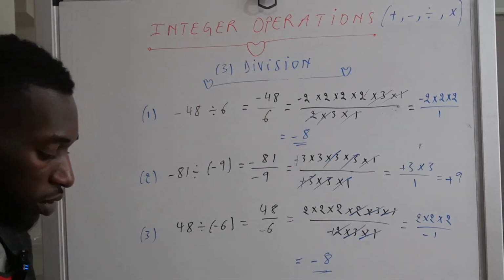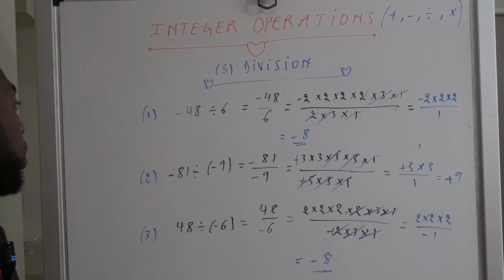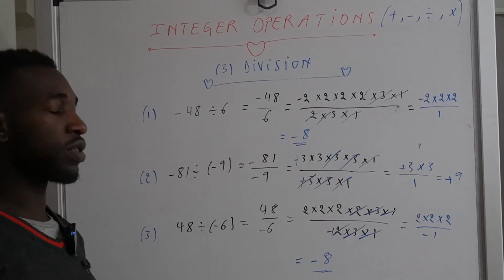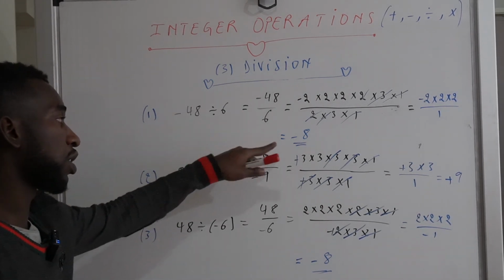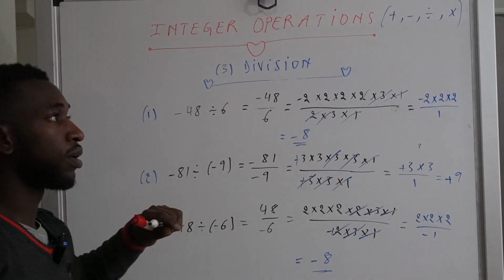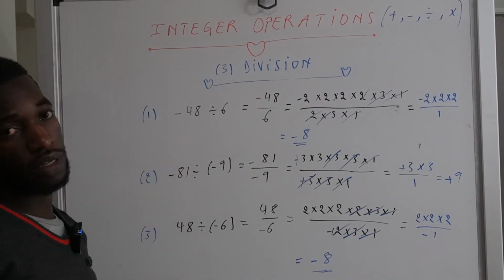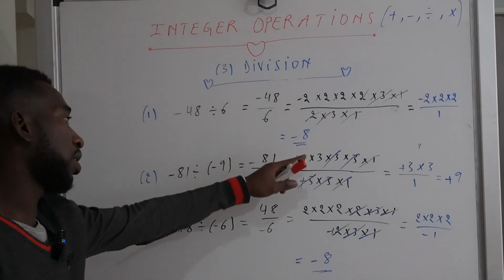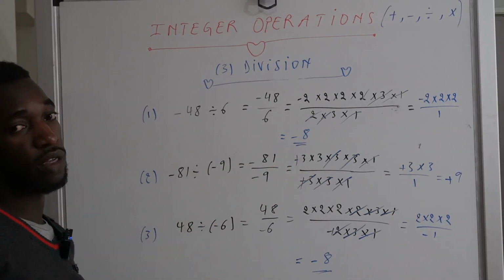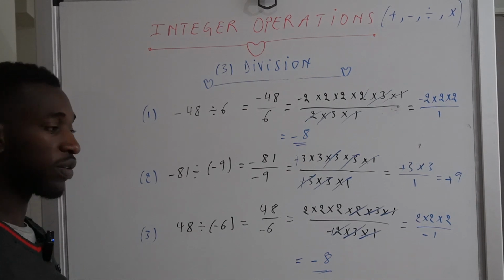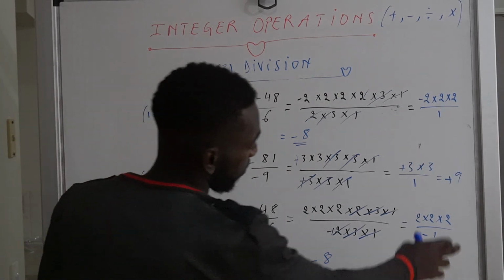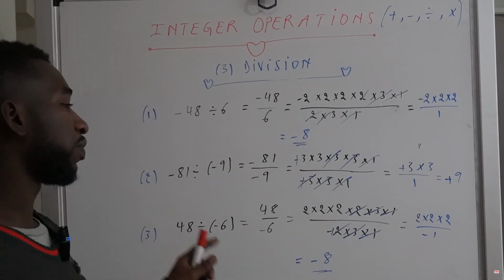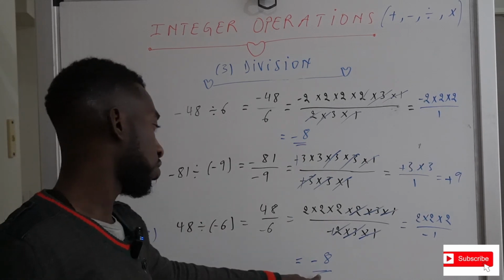So what can we conclude here? What we can conclude is whenever one number is negative and the other one is positive, for division, your answer should also be negative, right? If you are dividing two numbers and one of them is negative, your answer must be negative. When you are dividing two numbers, when they are both positive or both negative, then your answer has to be positive. And when you are dividing two numbers, one of them is negative, your answer has to be negative.